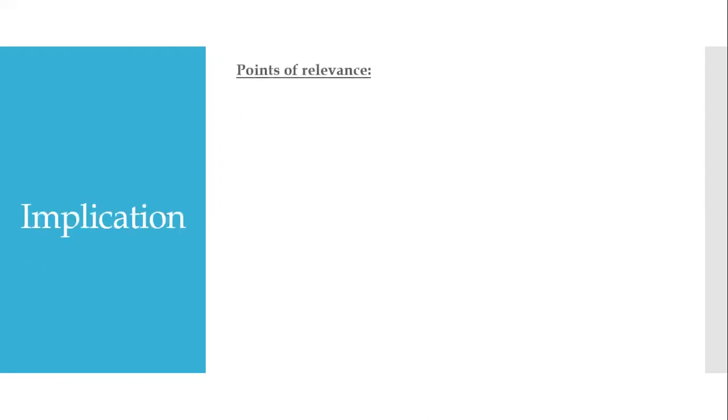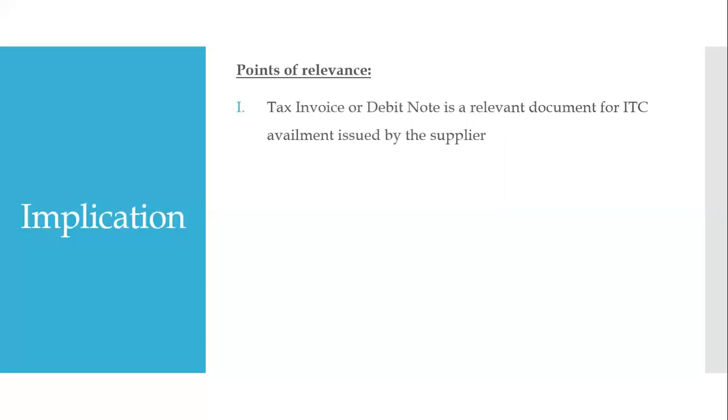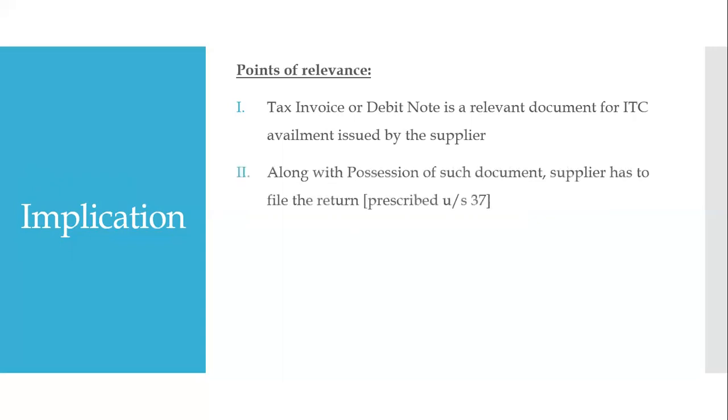So let us understand what change this clause AA brings to the existing practice. The tax invoice or debit note is a document which is relevant for the recipient of goods or services for availment of input tax credit. Currently, under clause A under subsection 2, physical possession of such document is mandatory. Now, this clause AA, which has been inserted effective from 1st Jan 2022, requires that along with the possession, the supplier who has issued that invoice or debit note has to file a return under section 37.